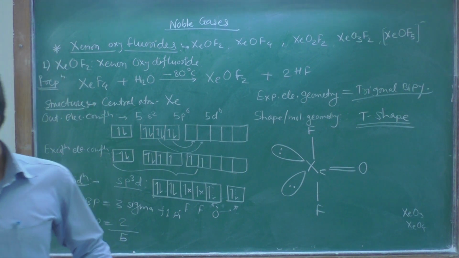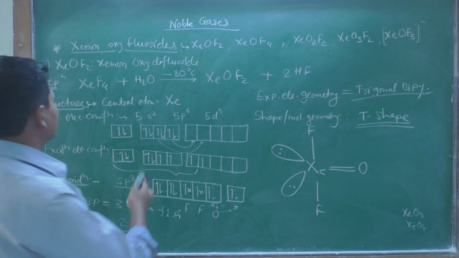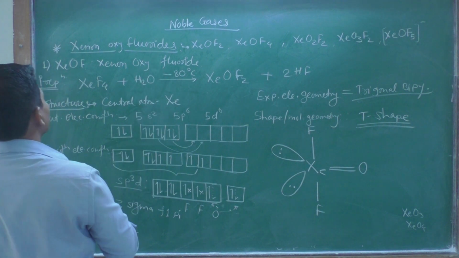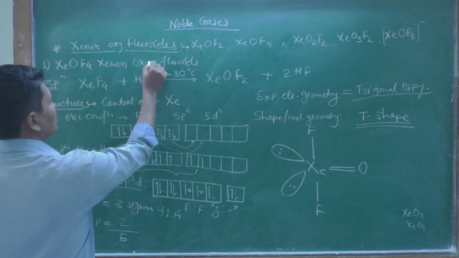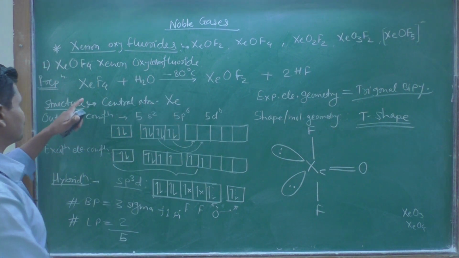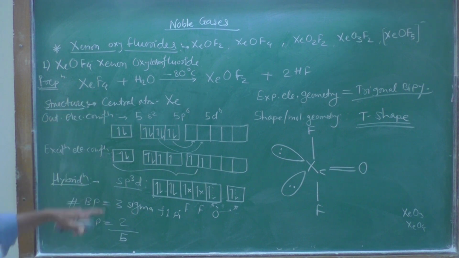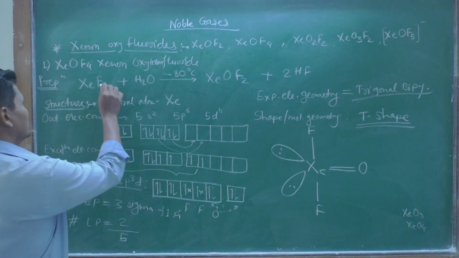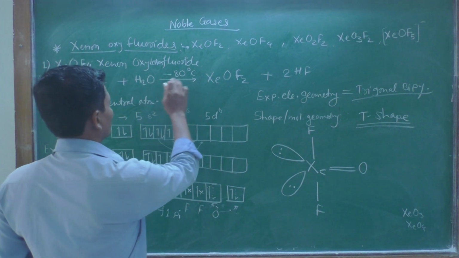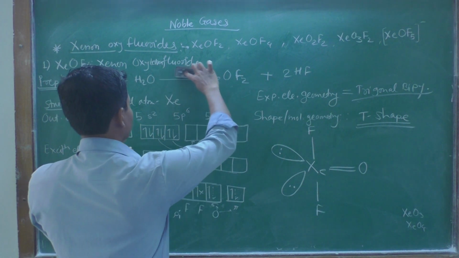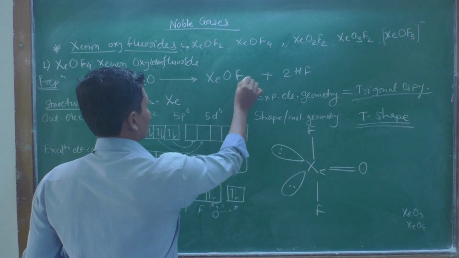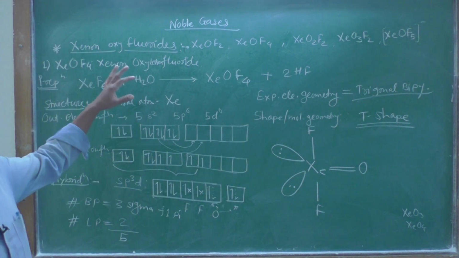Now the second one is called xenon oxytetrafluoride, XeOF4. How will you prepare this xenon oxytetrafluoride? Simply take xenon hexafluoride and do hydrolysis of that xenon hexafluoride, and at ordinary temperature it will give XeOF4 plus 2HF. Very easy to remember.